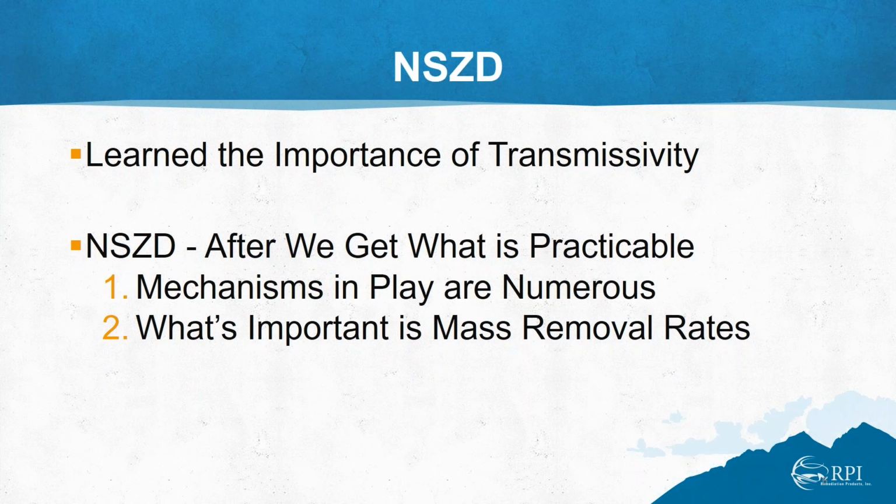And there are many different mechanisms in play to support natural source zone depletion, including leaching into groundwater, vaporization, biodegradation in the groundwater and BOS zone, just to name a few. We're not really here to talk about that. What's really important from all of this is mass removal rates.